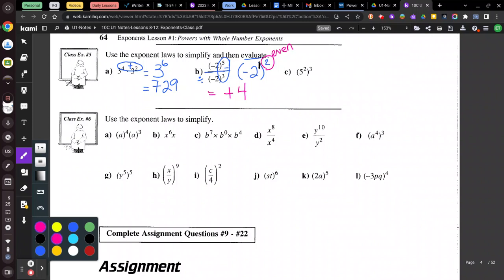Next question, side by side, you're literally multiplying. That's going to remove brackets. So we're taking 2 times 3 to give me 5 exponent 6, and we will evaluate that to 15,625.